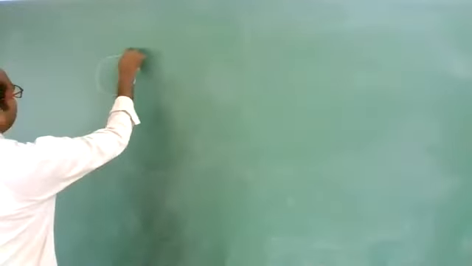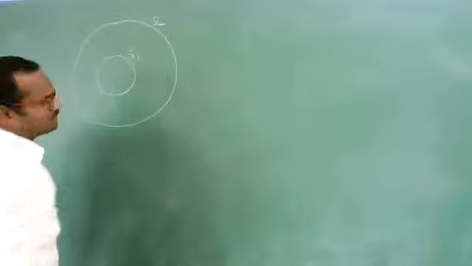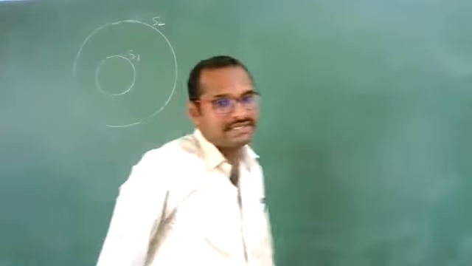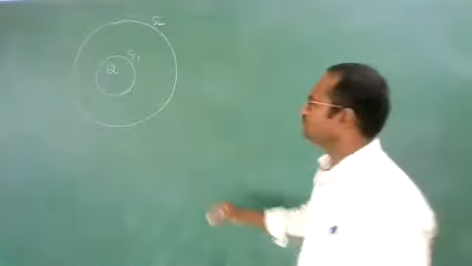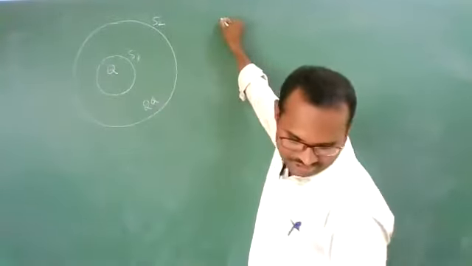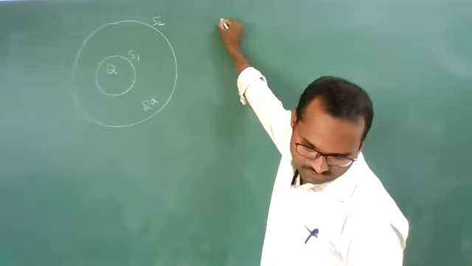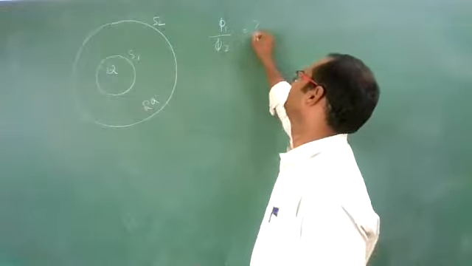Here let us suppose two surfaces are there, surface S1 and surface S2. The surface S1 encloses a charge Q, and surface S2 encloses a charge 2Q. Then what is the ratio of flux through the first surface to flux through the second surface? Can you find?